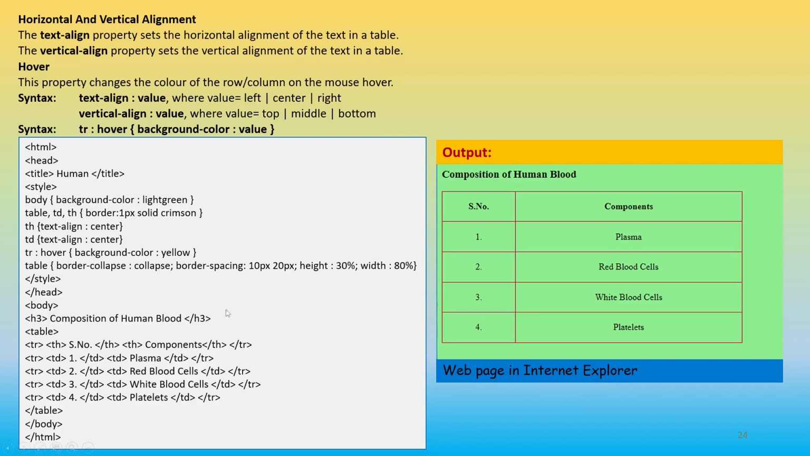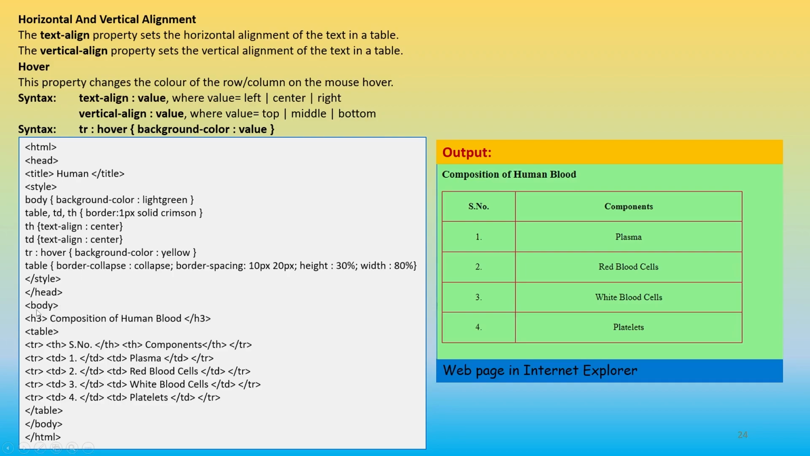Height is 30% and width is 80%. Now the style tag ends, and the head also has a closing tag to show that I am over with defining the properties.